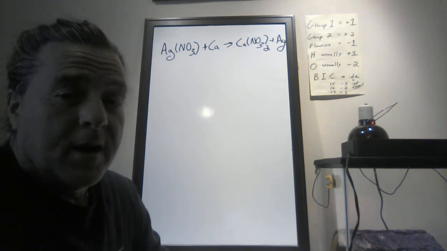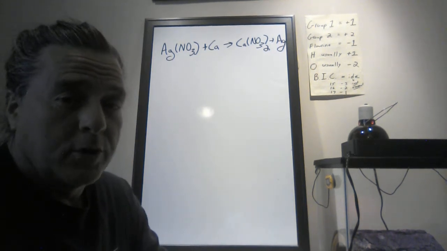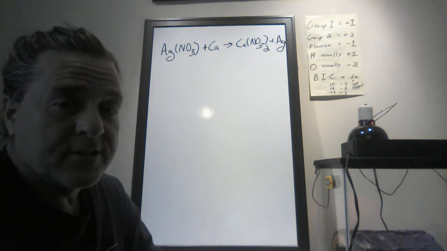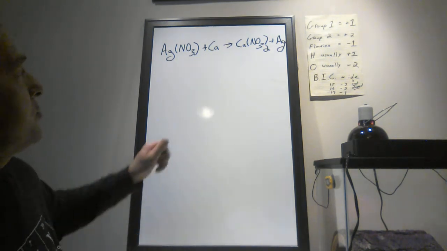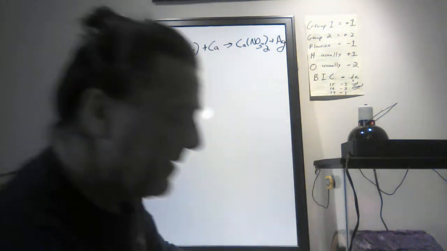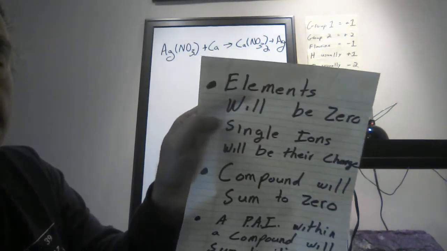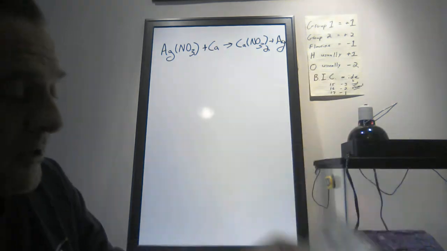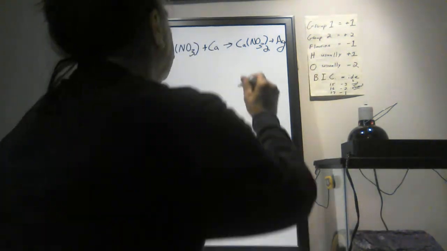Okay. Hopefully at this point in time you've unpaused it. I'm going to start assigning the numbers. All right. I'm going to start with the Ca and the Ag because those are the easiest. Okay. That's my first little note on here. Elements will be 0. So these are zeros.